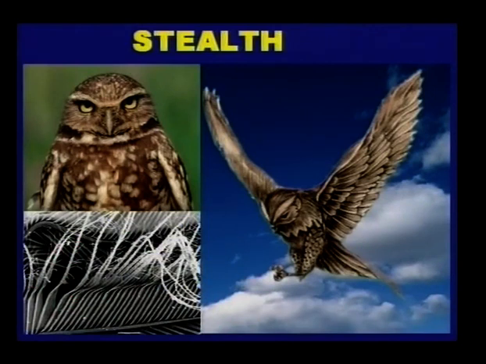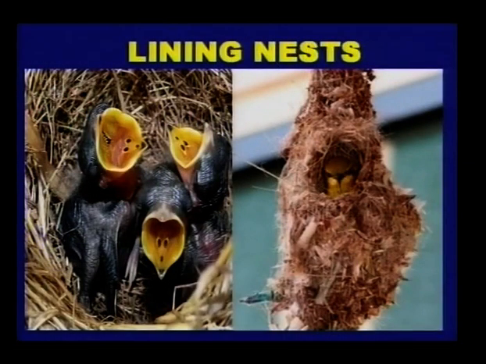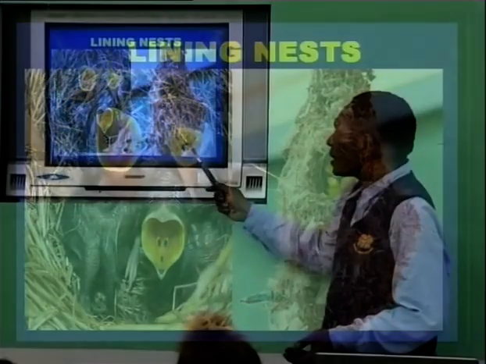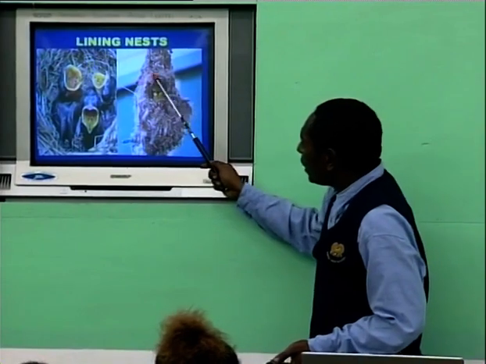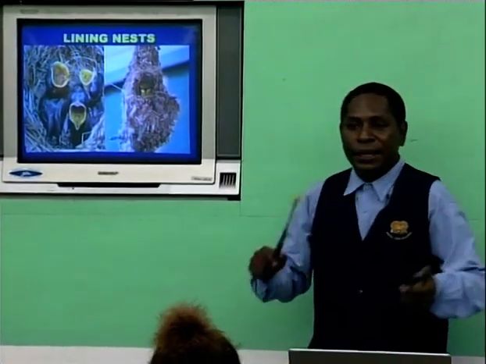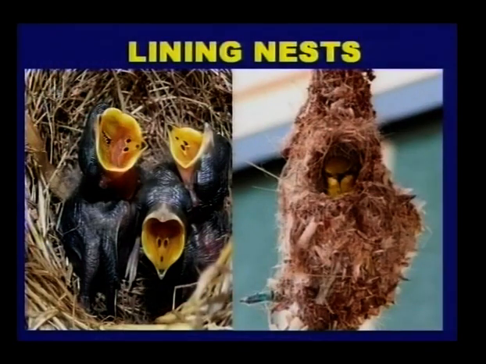Now the next use of the feather is, it is used to line nests. Sometimes the birds use them and then they put them to line up the nest for the young. They line them along the nests. You can see some feathers out there. They use that to line the nests, so to keep their baby birds warm.